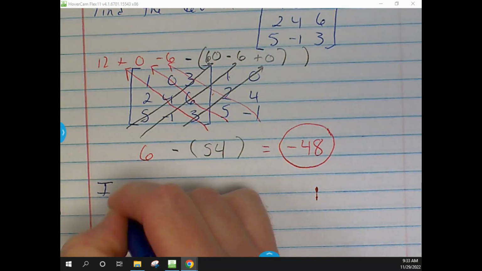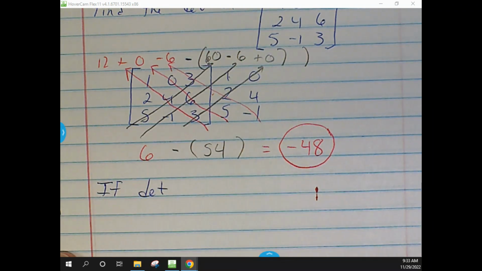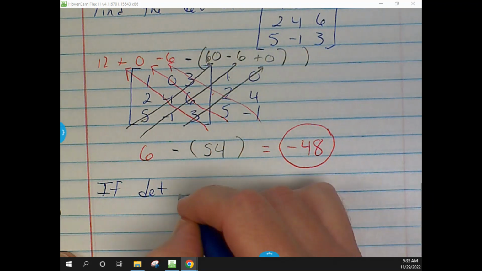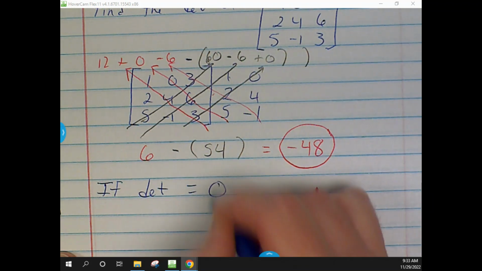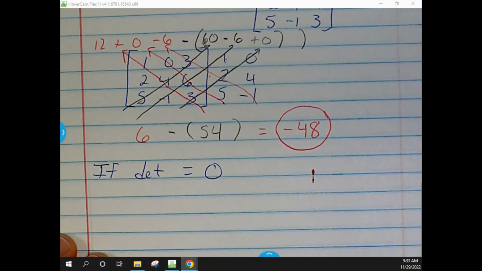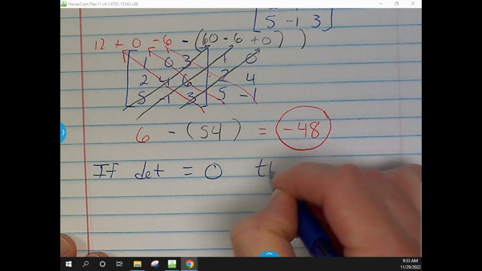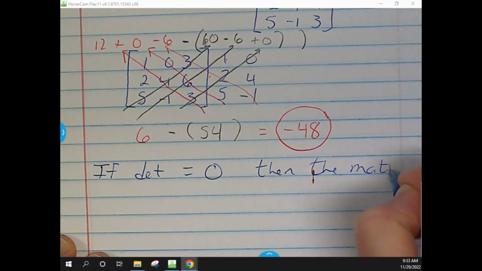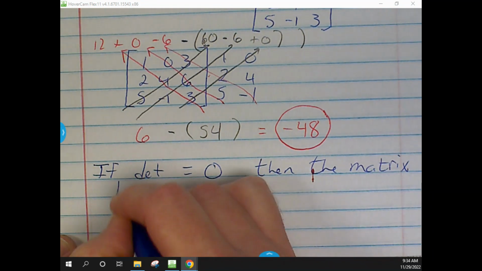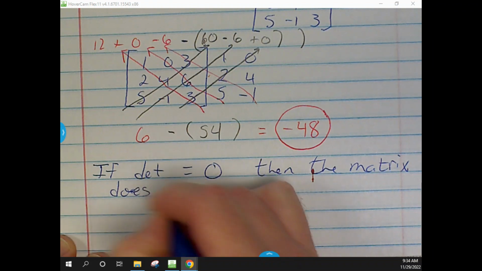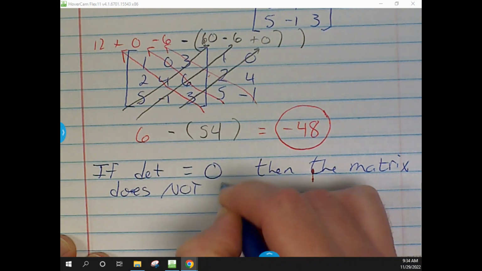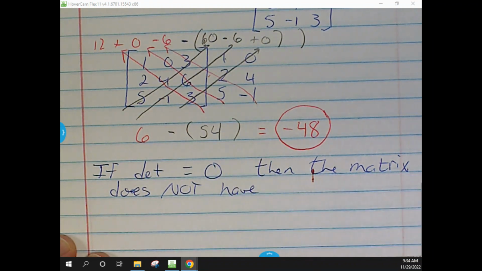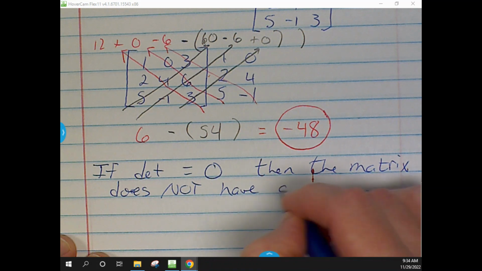If you do the determinant of a matrix, if the determinant equals 0, then the matrix that you're working with does not have an inverse.